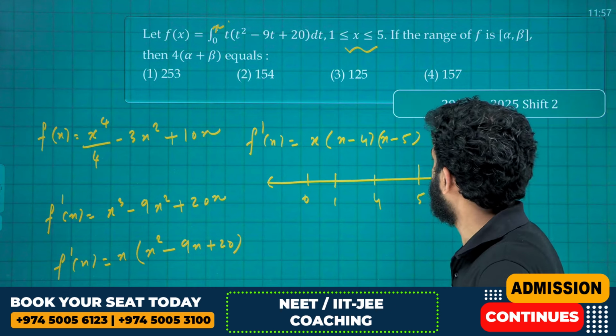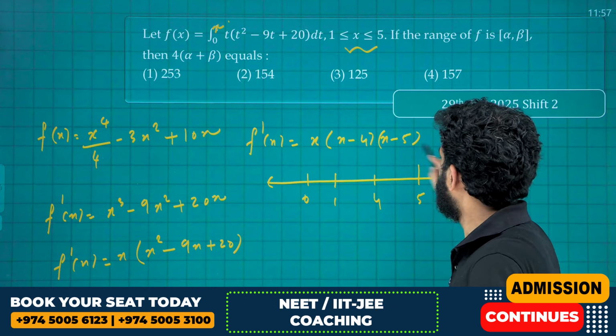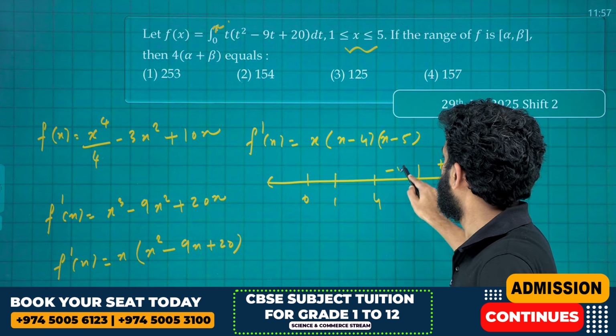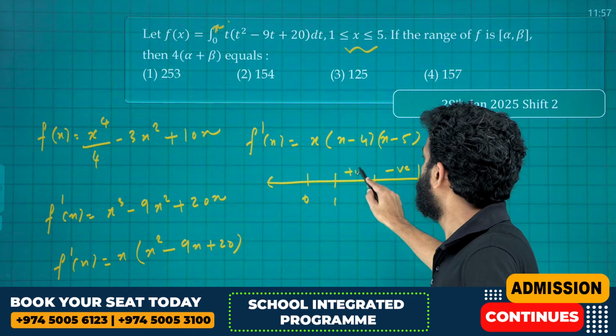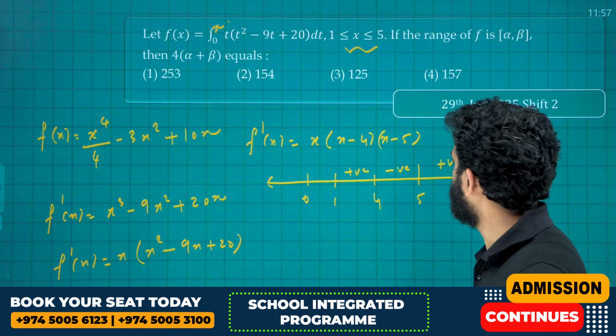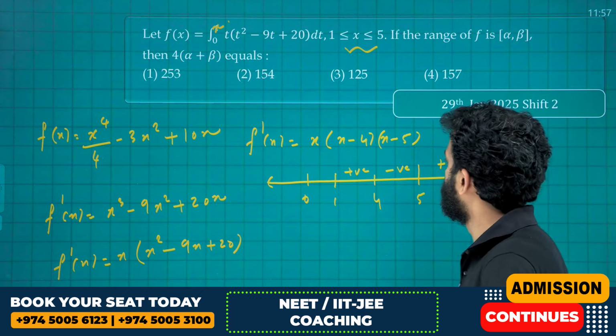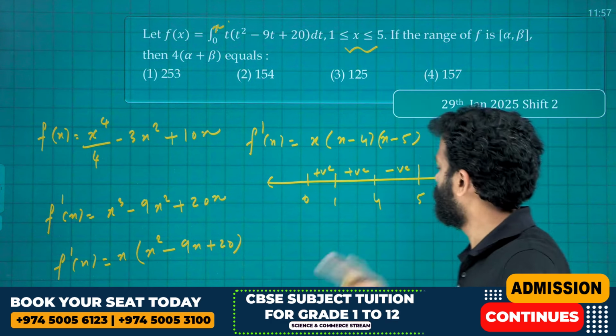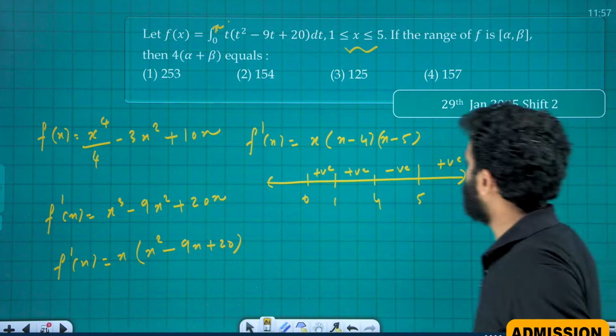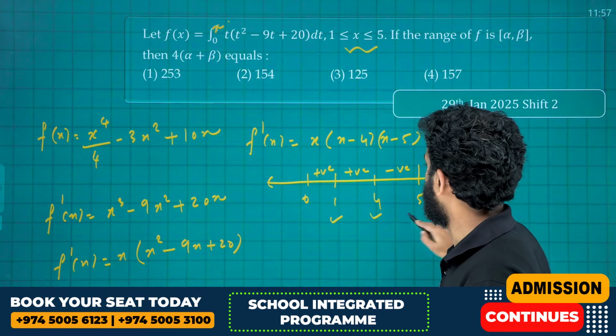If it is greater than 5, it will be positive, and if it is between 4 and 5, it will be negative, and if it is between 1 and 4, it will be positive, and if it is between 0 and 1, it will also be positive, right? It will be positive over here. Yeah, it will be positive. Okay. So, 3 points which you need to formulate: 4, 1 and 5.